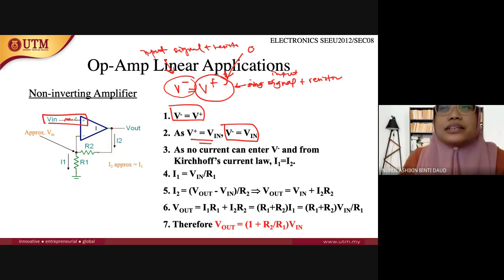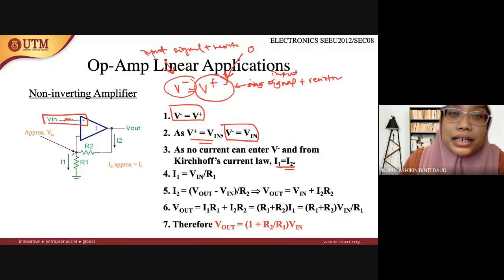Alright, so be careful here. Look first at V positive. V minus always follows the value of V positive. So in this case, V positive is V input, so V minus here will also be V input. Since no current can enter this part, the I1 that flows through resistor R1 is always the same as the value of I that flows inside resistor R2.